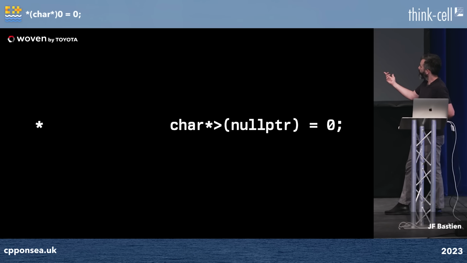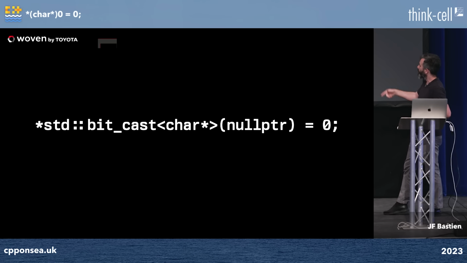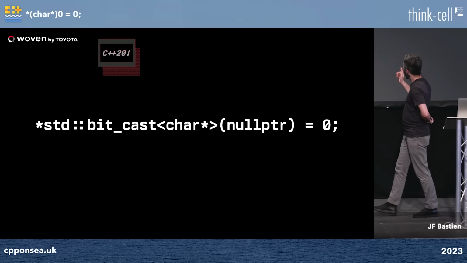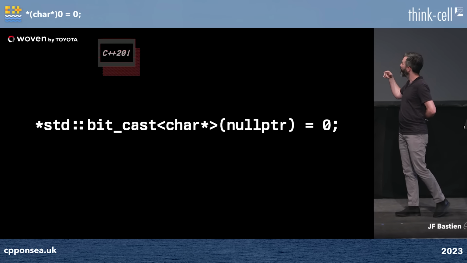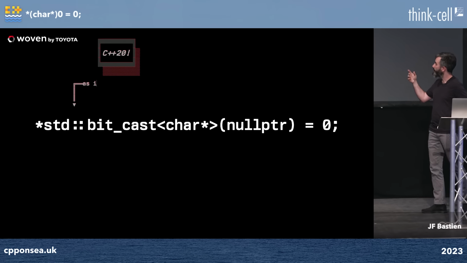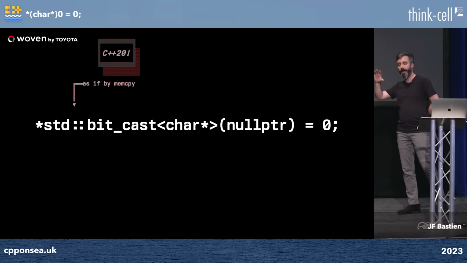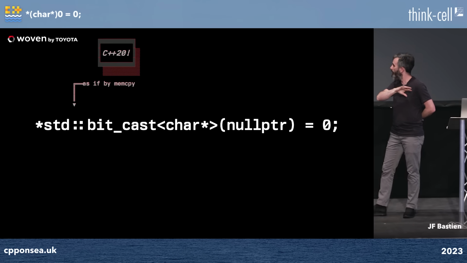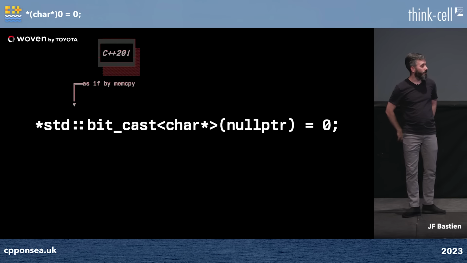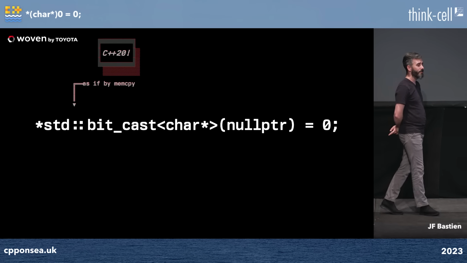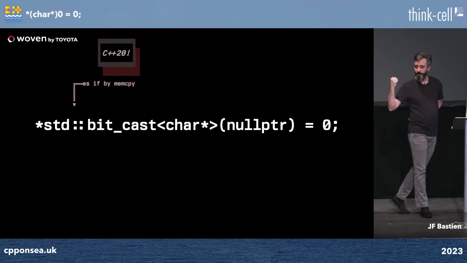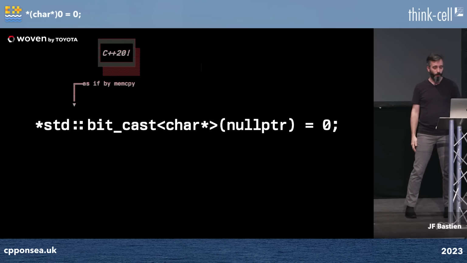Well, I could do this instead, right? So we're going to go with C++20. I'm going to bitcast null pointer to char star. And if you're not familiar with bitcast, it's a function that's kind of as if by memcopy. So you're going to memcopy null pointer into a char star. That's what the spec of bitcast does, effectively. It works at constexpr time. It's wonderful. It doesn't slice bread, but it does a lot of stuff for you. Much better code. Any objections to it? No, it's wonderful. Cool.